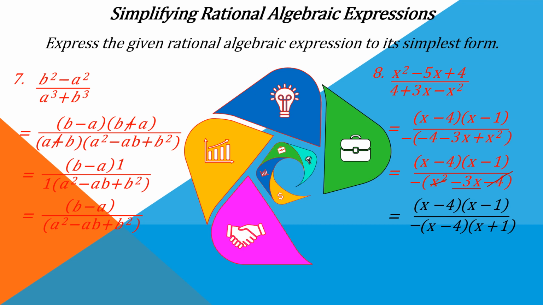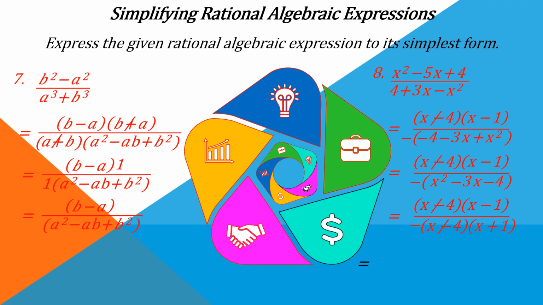And based on this result, we can factor x minus 4 and substitute by 1. We have 1 multiplied by quantity x minus 1, divided by negative 1 multiplied by quantity x plus 1. And we have now the final answer as quantity x minus 1 divided by negative x plus 1. And that is our final answer.